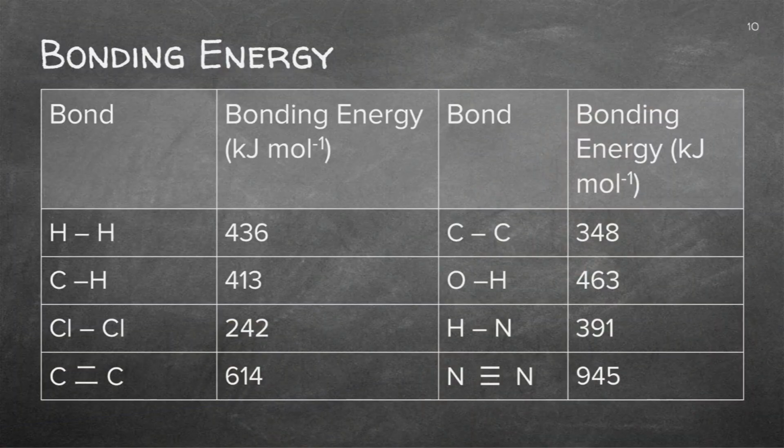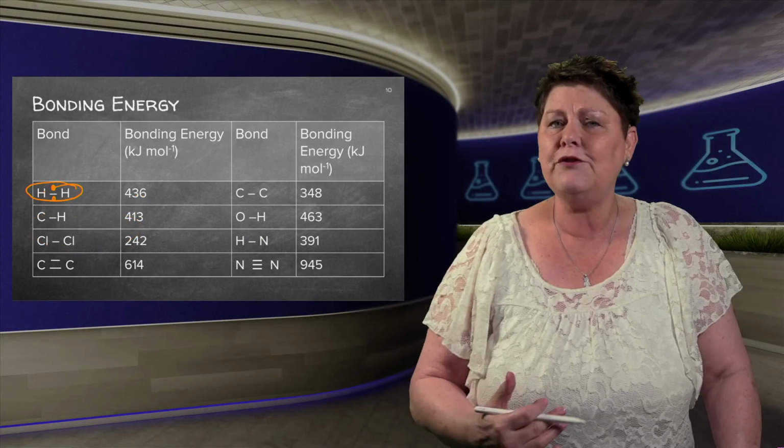Now let's have a look at the table. The bond between one hydrogen and another, they worked it out as 436 kilojoules per mole. So it takes 436 kilojoules to break that bond. On the other hand, to form that bond will also release 436 kilojoules. So that's specifically that. You don't have to know the values. They'll give you the values.